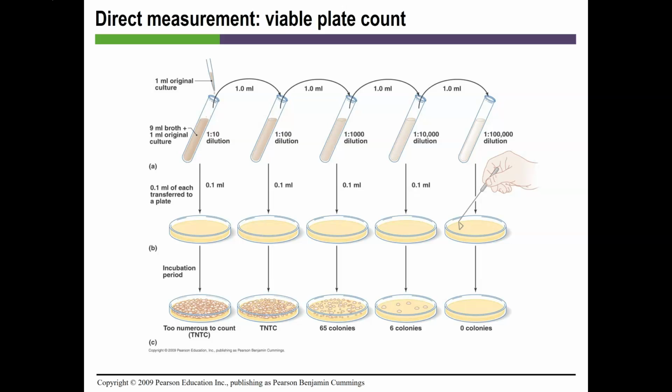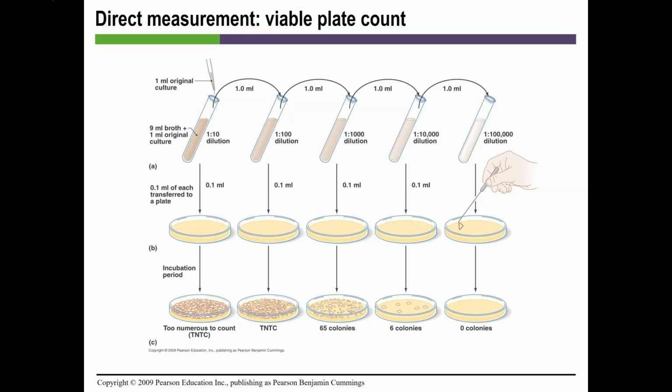This next method is called a viable plate count. It's measuring the cells that are capable of growing into colonies. This method is also a direct type of measurement, but it would take a lot longer to get your result than doing the count under the microscope, but it's a very common technique.